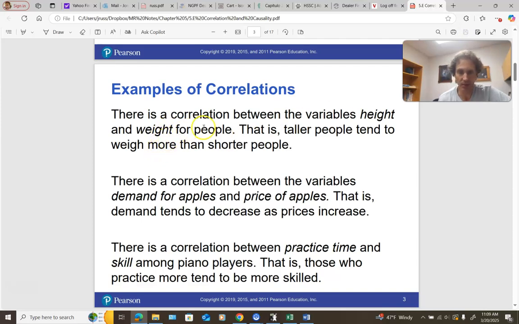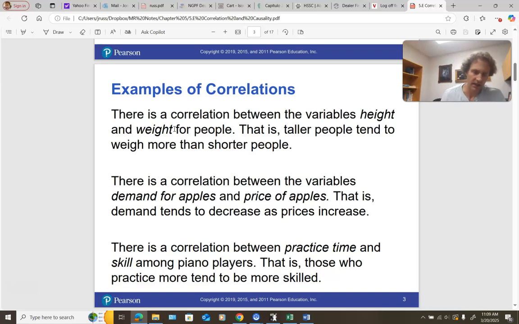So that's one example. Now that is called a direct correlation. That just means that when we see a change in one variable, it corresponds to that same change in the second variable. Or in other words, if that first variable increases, so too do we see an increase in that second variable. Okay.